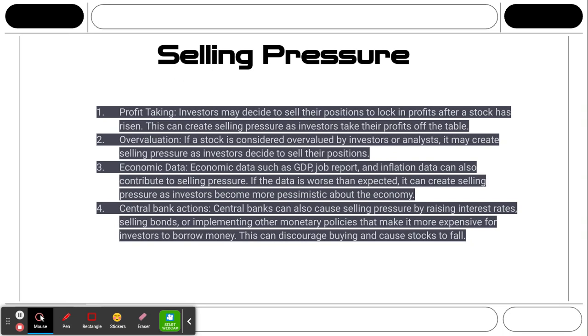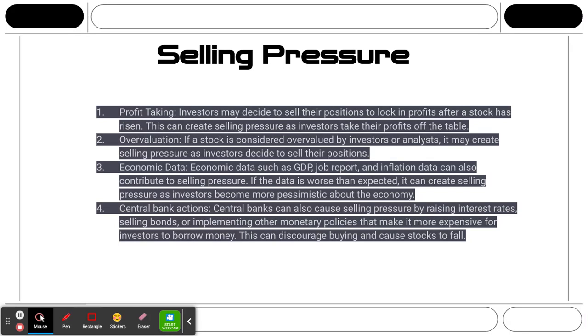Profit taking. Investors may decide to sell their positions to lock in profits after a stock has risen. This can create selling pressure as investors take their profits off the table. Number 2 is overvaluation. If a stock is considered overvalued by investors or analysts, it may create selling pressure as investors decide to sell their positions.